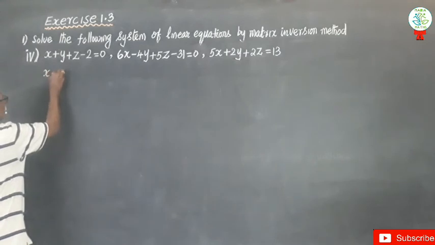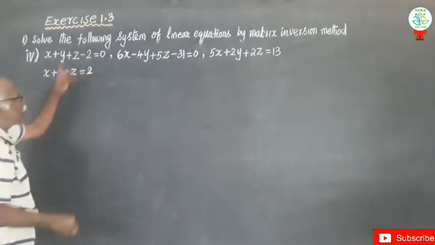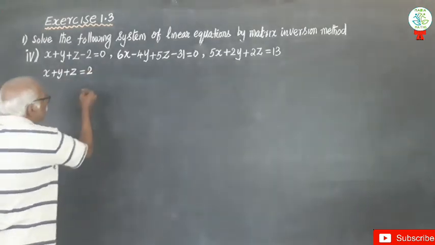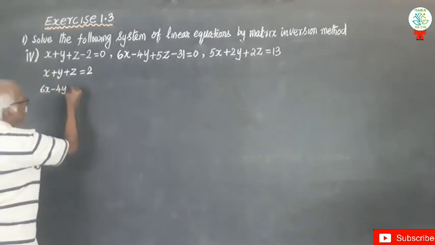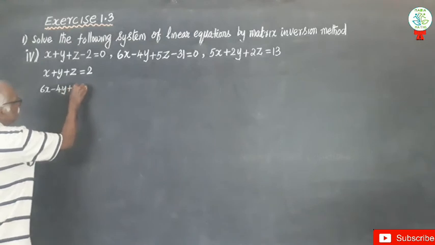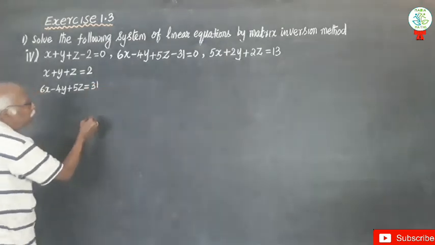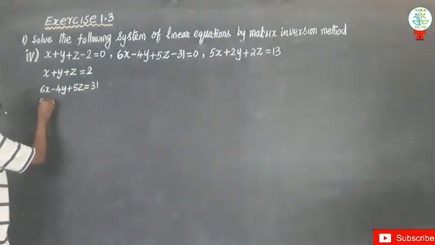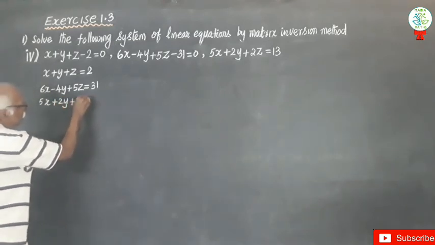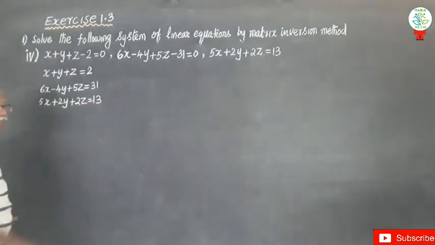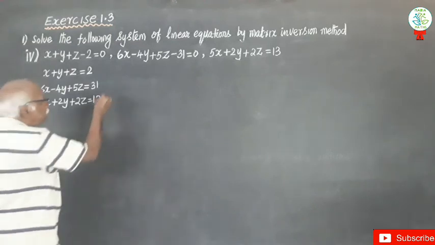x plus y plus z equal to 2, the 2 on the right hand side together. Then 6x minus 4y plus 5z equal to minus 31, right hand side plus 31. Then 5x plus 2y plus 2z equal to 30. Then find A matrix, X matrix and B matrix.